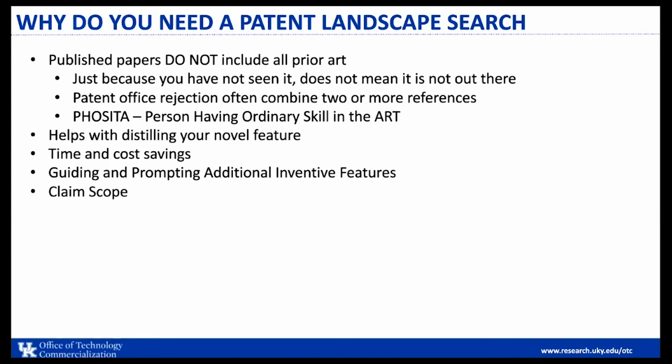Another thing it does is help with time and cost savings, right? If you know what's out there, you know what to avoid. That can help in terms of time. With respect to cost, you didn't have to waste grant money or whatever it was going down this road because you knew that there was a patent out there. You could focus your time and energy and the grant monies on research that will benefit based on the search's results.